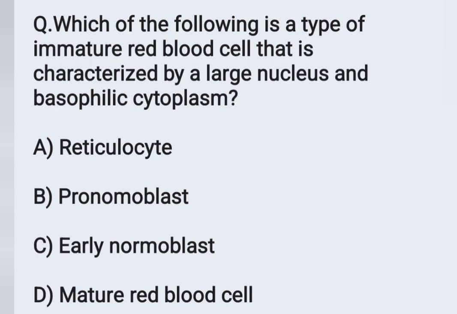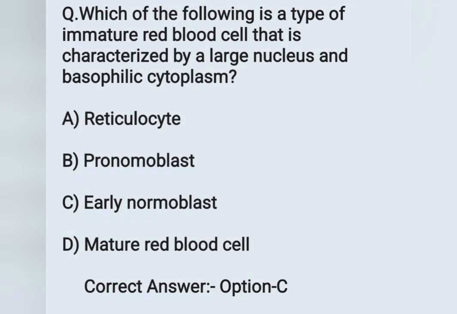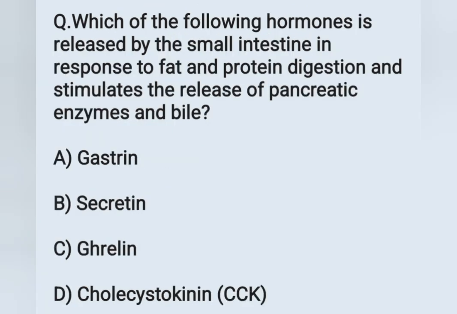And the next question is, which of the following is a type of immature red blood cell that is characterized by a large nucleus and basophilic cytoplasm? Our options. Option A, reticulocyte. Option B, pronormoblast. Option C, early normoblast. Option D, mature red blood cells. And the correct answer is option C, early normoblast. These are immature RBCs which have a large nucleus and basophilic cytoplasm.